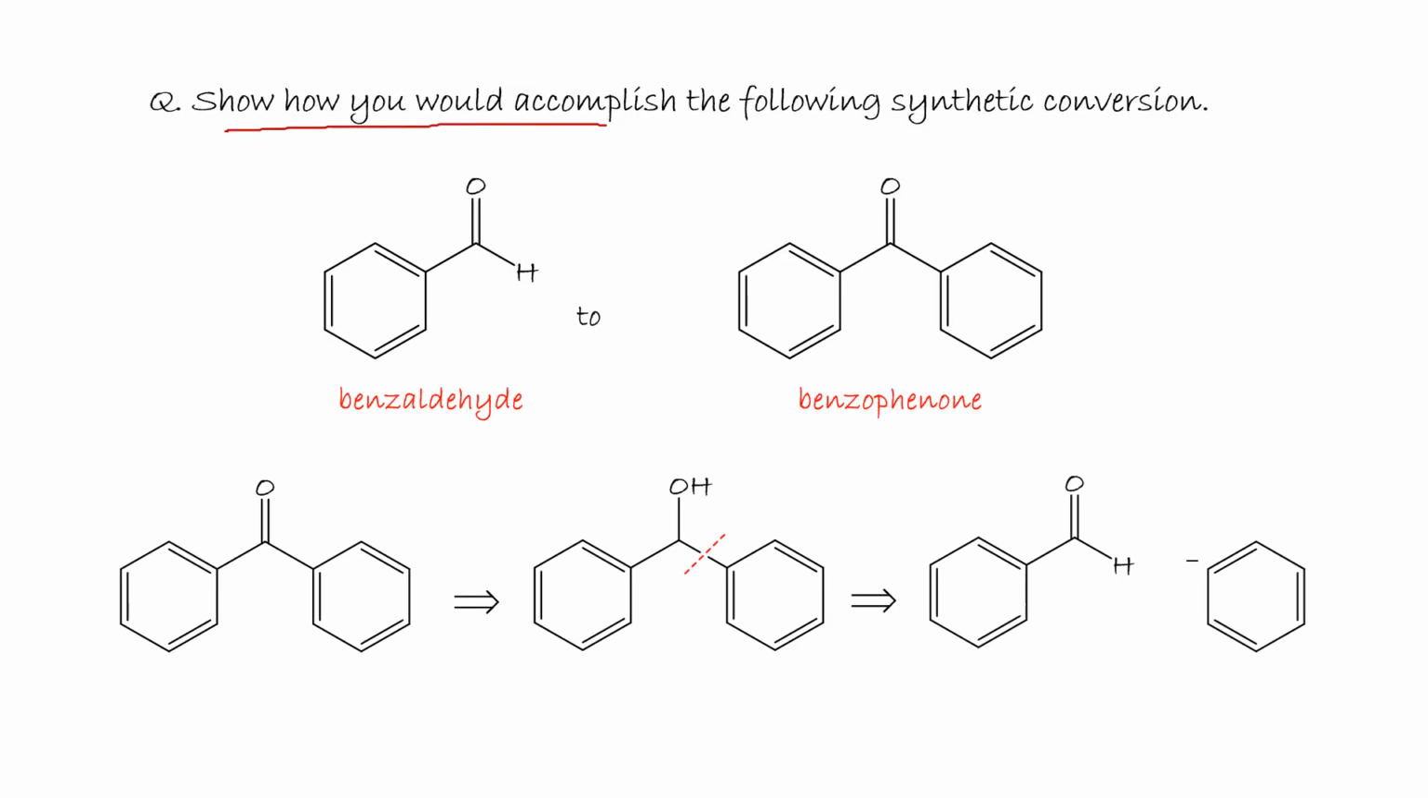Show how you would accomplish the following synthetic conversion from benzaldehyde to benzophenone. This is the disconnection approach. Benzophenone, you can obtain from diphenyl methanol. Then you get this secondary alcohol from aldehyde and Grignard. You got in here.